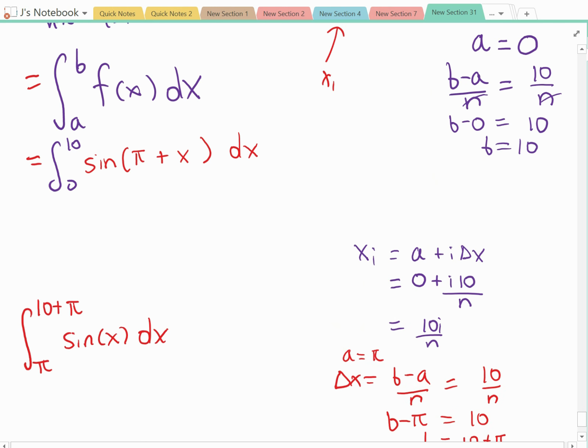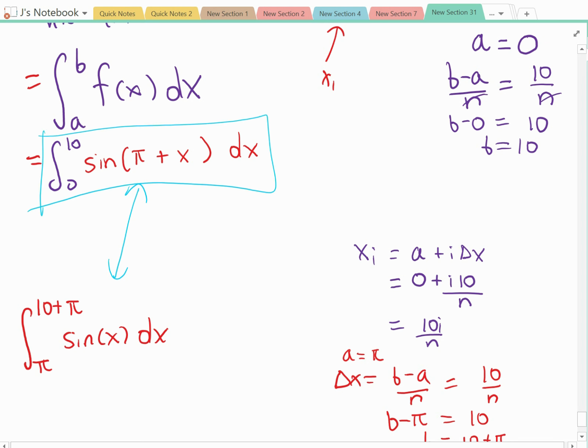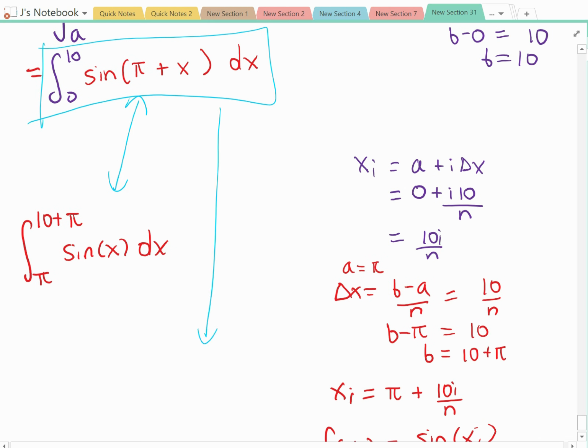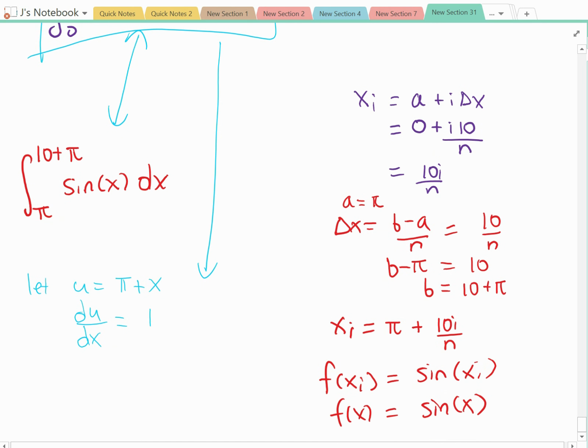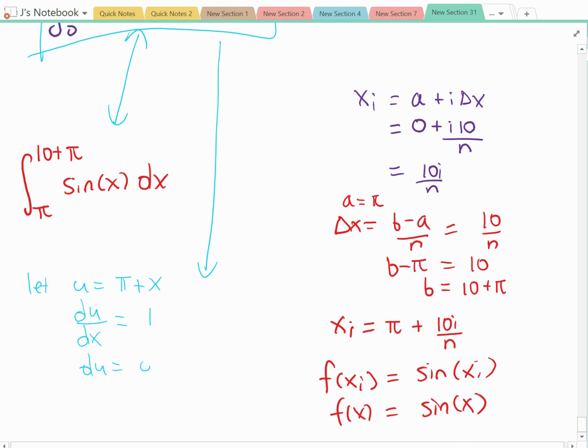Let's compare these two. If that sum is the same as both of those, these have to be equal to each other. They must be. How can you prove they're equal? You could do integral. What's another way? Substitute. Let's rewrite this one with a substitution. So let u equal pi plus x. du by dx is equal to 1. Derivative of pi is 0. Derivative of x is 1. So du is equal to dx.